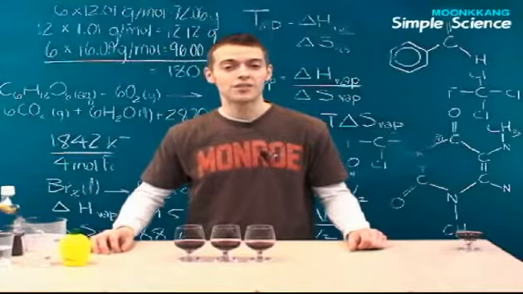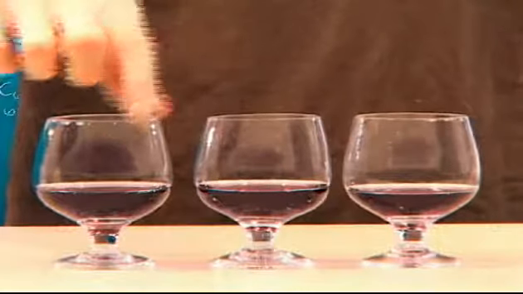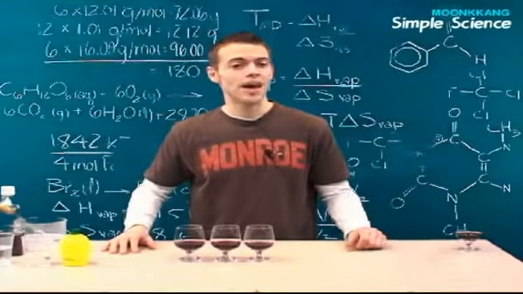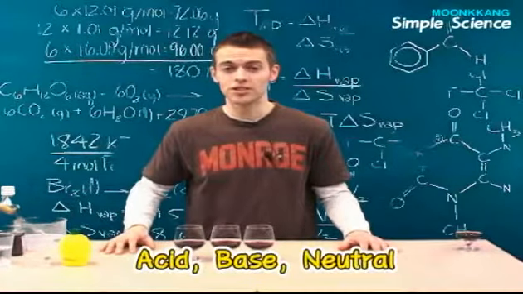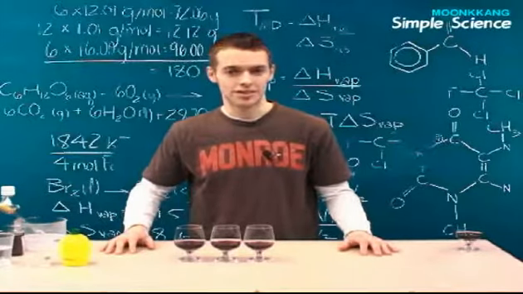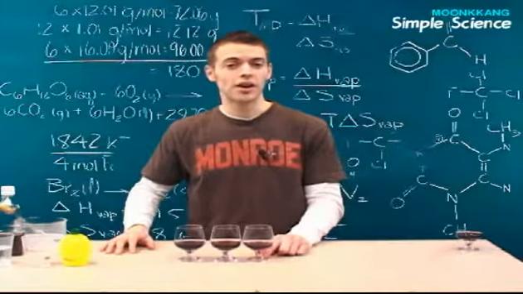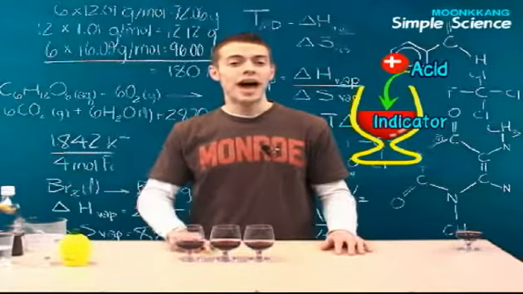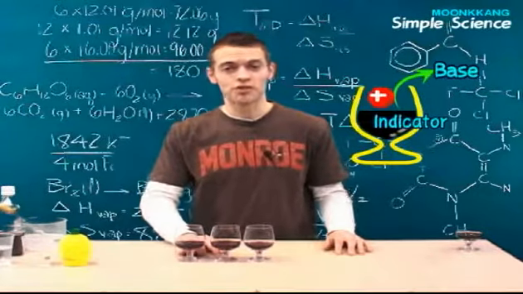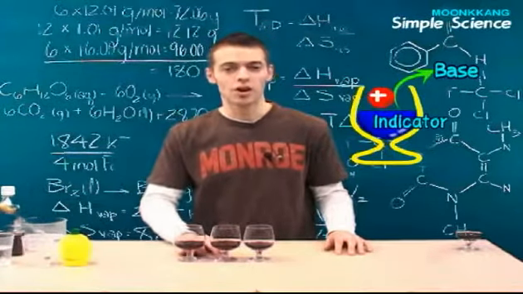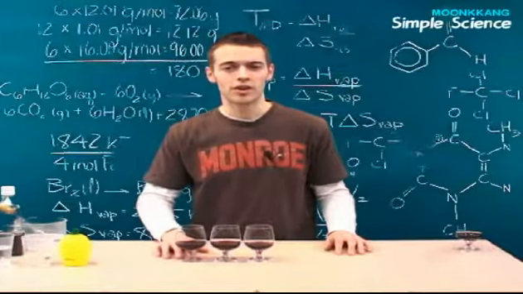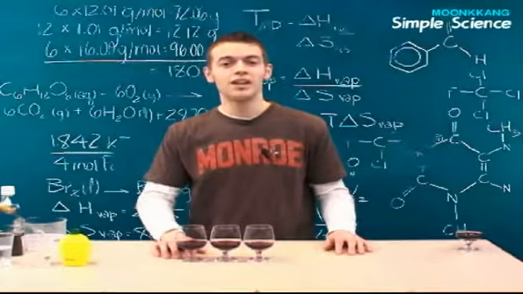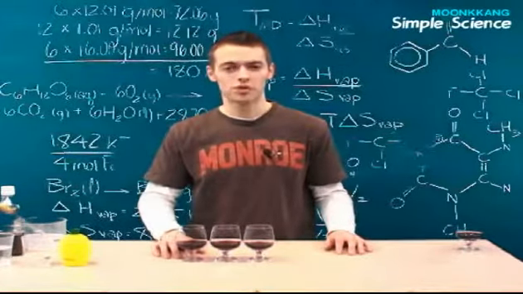Now, in front of me, I have 3 glasses of red cabbage indicator solution. An indicator reacts differently with acids, bases, and neutral substances to produce a change that we can see. When we add an acid to our indicator, an acid donates protons and turns it red. When we add a base, it accepts protons from the indicator and turns it blue. When we add a neutral, however, we see no change in color. This is because the neutral neither accepts nor donates a proton.